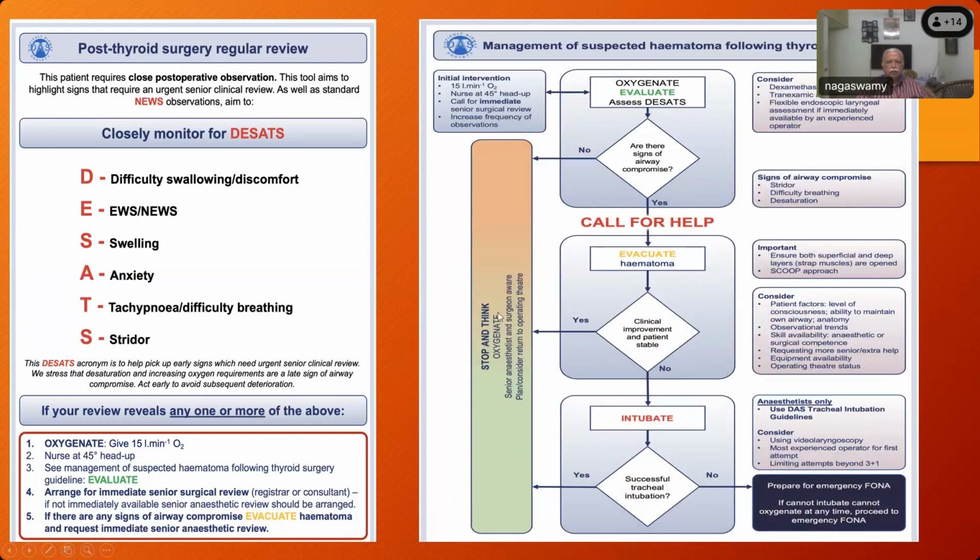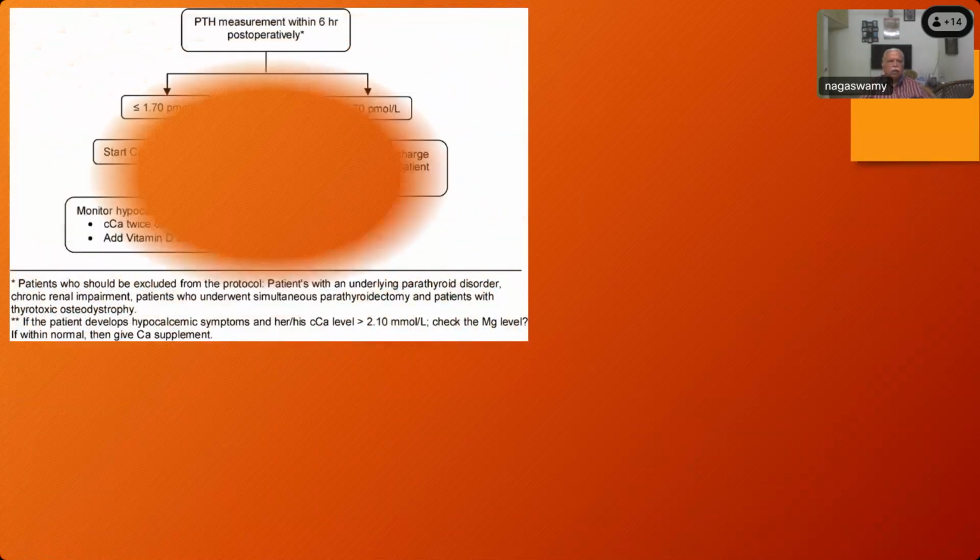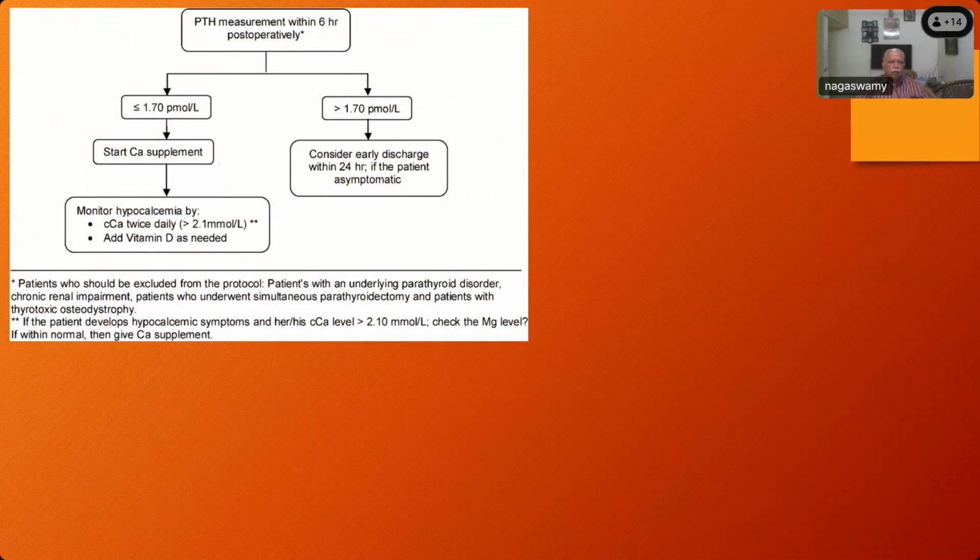If it is yes, just observe, supplement oxygen. No, then go for intubation. And if you are successfully able to intubate, observe. No, then you have to go for emergency front of neck access. So you can consider using a video laryngoscope, and limit the attempts to 3+1. Okay? So all these guidelines are there in the British Journal of Anaesthesia 2021.